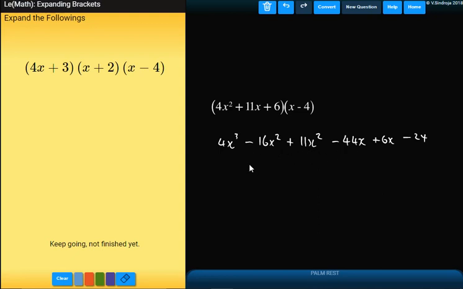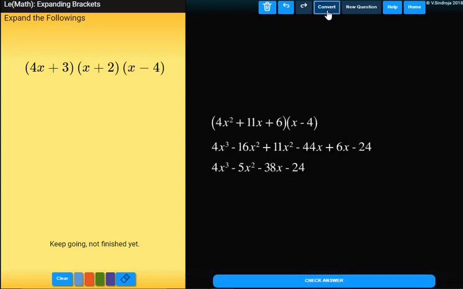We need to collect the like terms together. There's no 4x cubes to collect together, so that's the first term. Minus 16x squared add an 11x squared is going to be negative 5x squared. And minus 44x add 6x is going to be minus 38x, and then take away 24. So let's convert that. I'm happy with the conversion, check it.